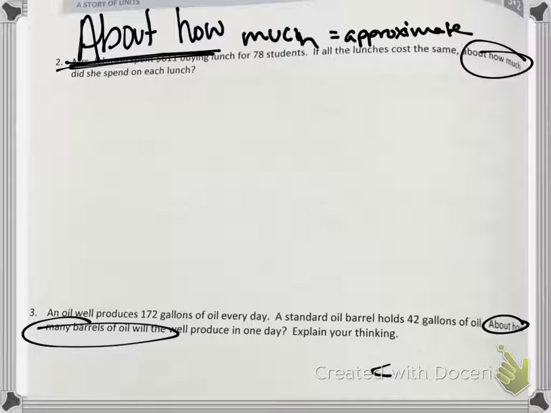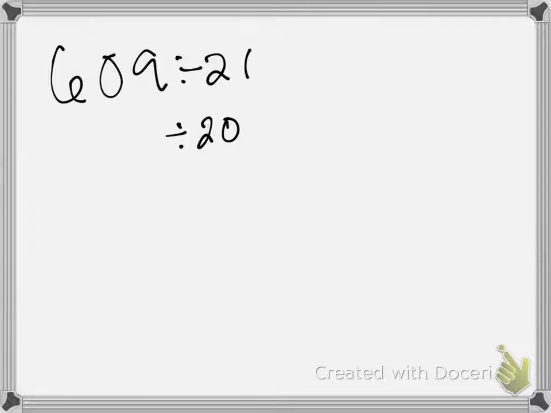Now, lastly, the biggest reason we're teaching the students this is because we did a problem today. I believe it was 609 divided by 21. Through this approximation, we could say 21 equals 20, and then 600 would be that approximated dividend. So then we can do the math for it. We find out that the approximated quotient is 30.